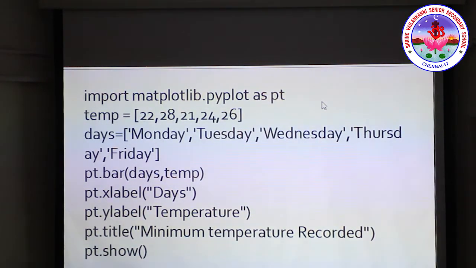So, this is the answer. We have to first import the matplotlib library, then temperature. That is the values on the y axis. We have to give the values 22, 28, 21, 24 and 26. Then the x axis is days, Monday, Tuesday, Wednesday, and then we call the bar function with days as x axis, temperature as y axis. We have to give the appropriate labels, x label as days, y label as temperature and title as minimum temperature record. Then finally, we call the show method.